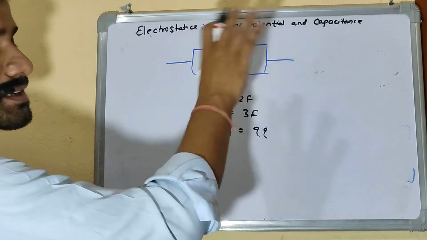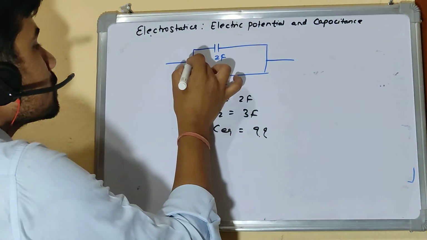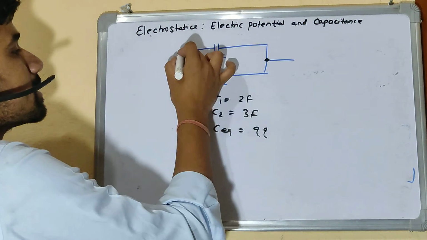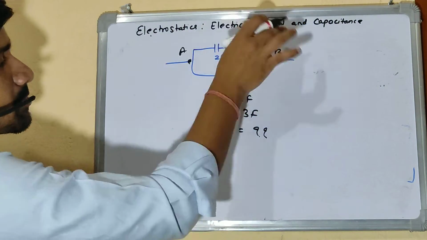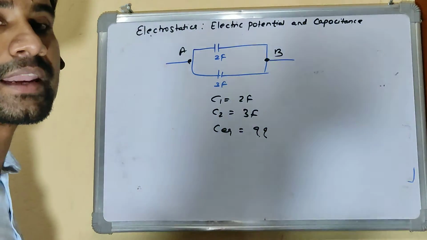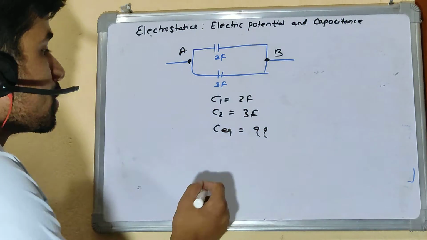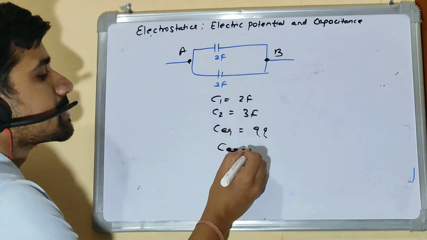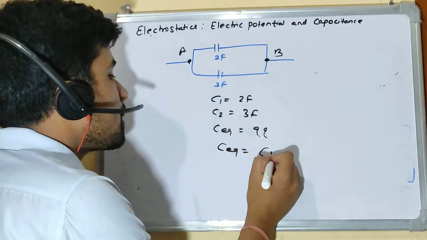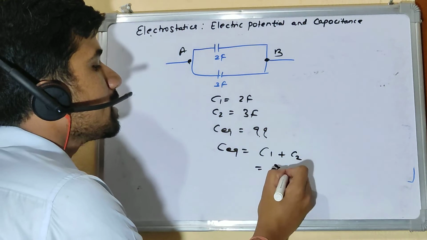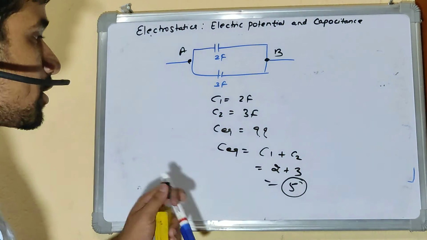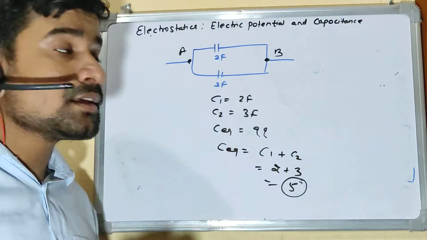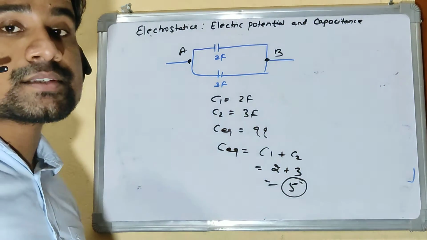We know this is a parallel combination because these two capacitors are between two common points, and they have the same potential. Any charge that comes will distribute, so the same charge is not going through both like in series. So this is a parallel combination. C equivalent will be the net algebraic sum, C1 plus C2, which is 2 plus 3, which is 5. You know 5 is greater than both 2 and 3, so the net equivalent capacitance is greater than both individual capacitances, right?